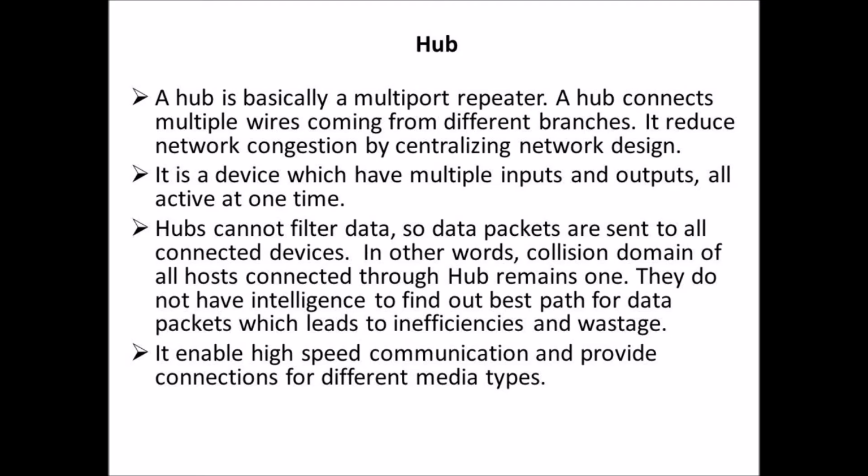Hubs cannot filter data, so data packets are sent to all connected devices. In other words, the collision domain of all hosts connected through a hub remains 1. They do not have intelligence to find out the best path for data packets, which leads to inefficiencies and wastage. It enables high-speed communication and provides connections for different media types.